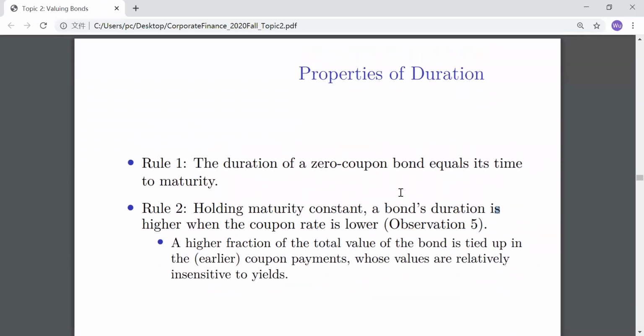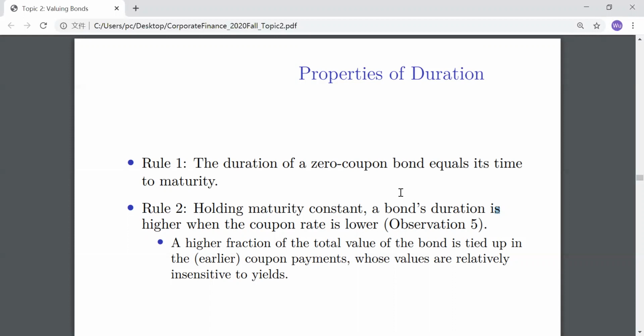Okay, so now let's come back and look at some properties of duration. These properties actually correspond to the previous observation that we have on the graph. The first property is that the duration of the zero coupon bond equals its time to maturity. We already talked about this, because there are no coupon payments for a zero coupon bond. Therefore, the duration will be equal to the time to maturity, or maturity simply.